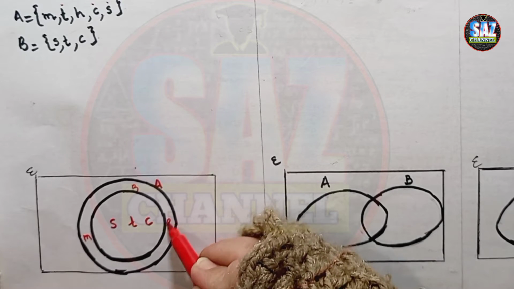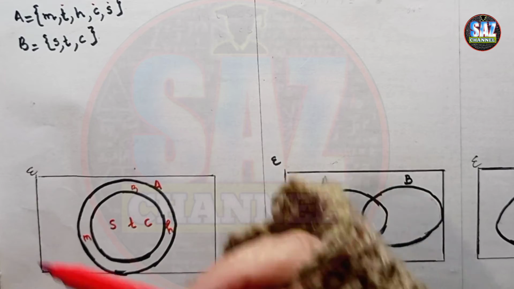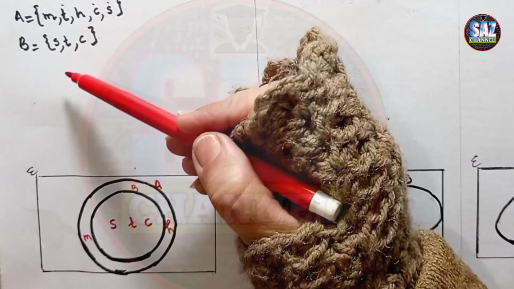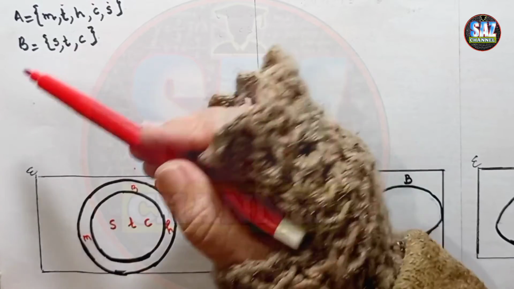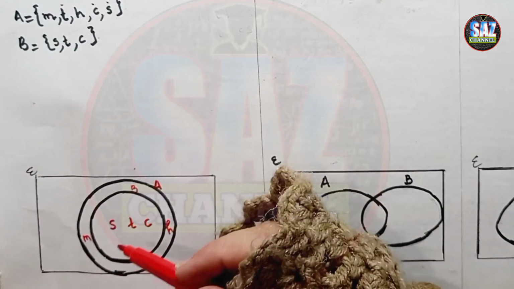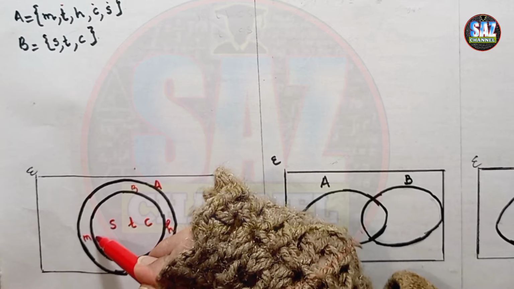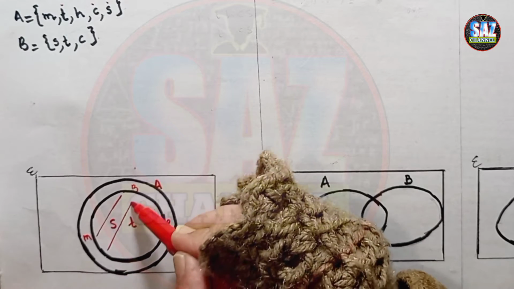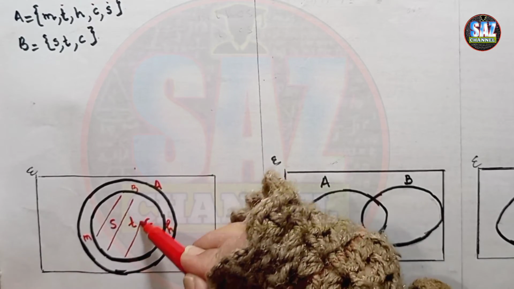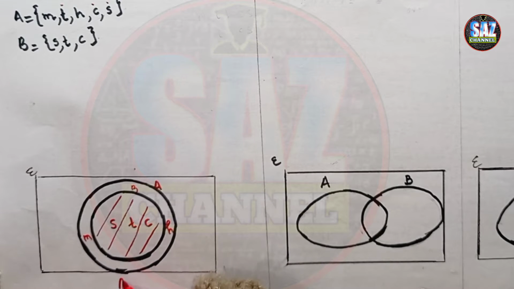Now, as we know that intersection means the common elements, and if we observe both the sets, we can see that S, T and C, which is actually set B, is the common set or the common elements. So in order to show the intersection, I will be shading this smaller circle, which is actually set B, and this is the situation of A intersection B for this question.